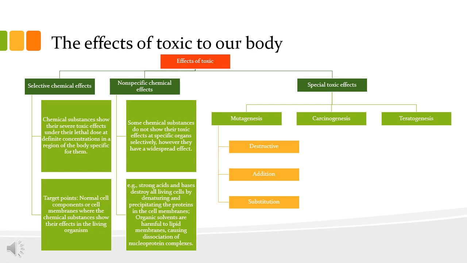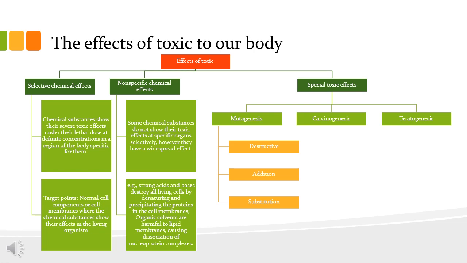While the target point is the place where the normal cell components or cell membranes where the chemical substances show their effects in the living organism. For non-specific chemical effects, some chemical substances do not show their toxic effects at specific organs selectively. However, they have a widespread effect. For example, strong acids and bases destroy all living cells by denaturing and precipitating the proteins in the cell membrane, while organic solvents are harmful to lipid membranes, causing dissociation of nucleoprotein complexes.